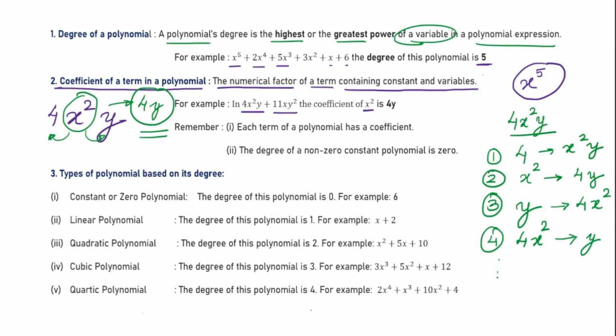So likewise, you can write a number of such pairs. I hope you understood what the coefficient of a term means. Now let us move ahead and discuss different types of polynomials based upon their degree.